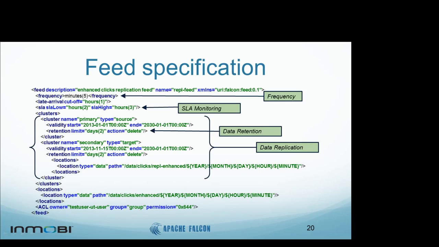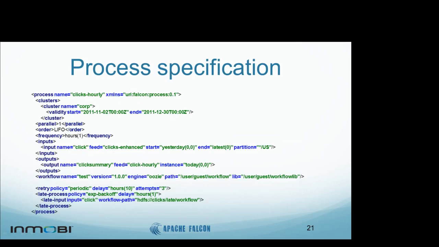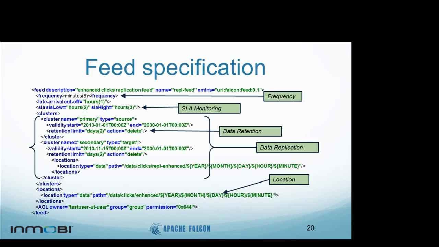Both these clusters are actually subject to replication. The type parameter is type equal to source and type equal to target. This specifies that the data from the source has to be replicated to the target, and that schedules the replication for you automatically. You can have multiple sources and multiple targets. Then this is the location of the data, where the data will be available. And in the end, there are ACL settings for this feed.